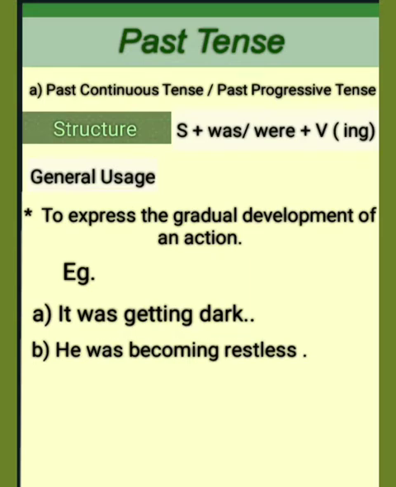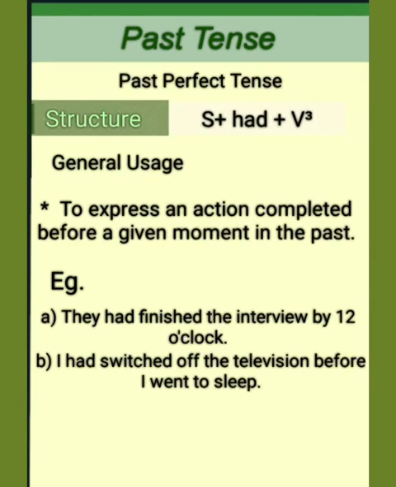And example number two, he was becoming restless. Now, the third form is past perfect tense. And the structure is subject plus had plus verb, third form, or the past participle form.